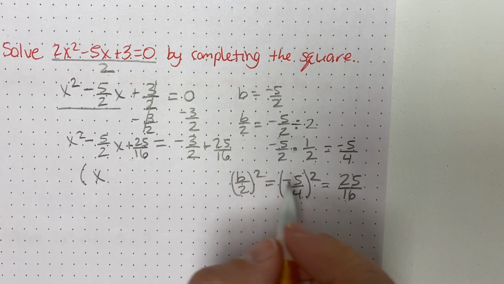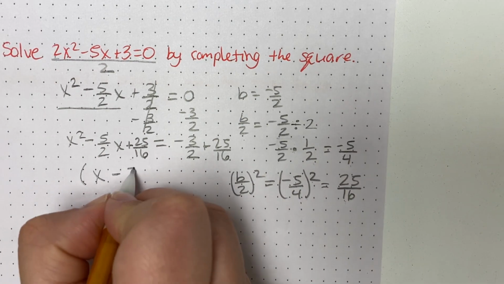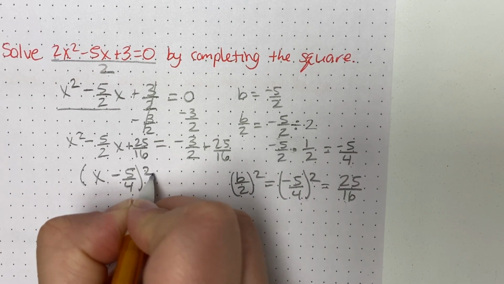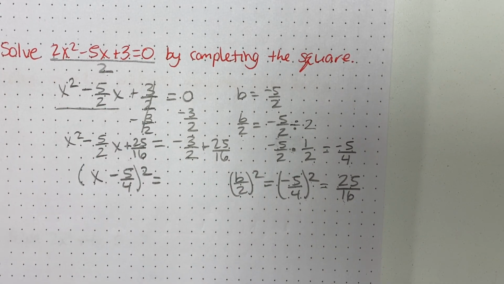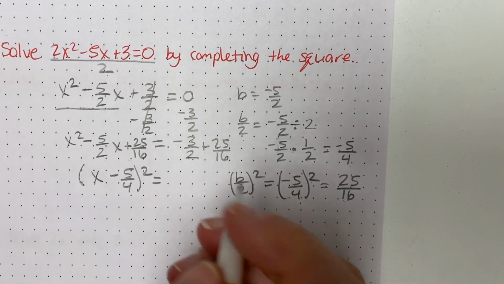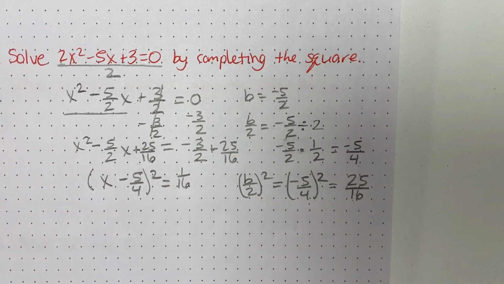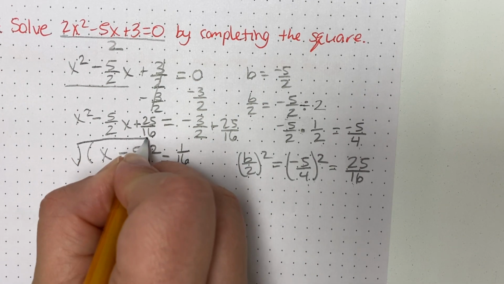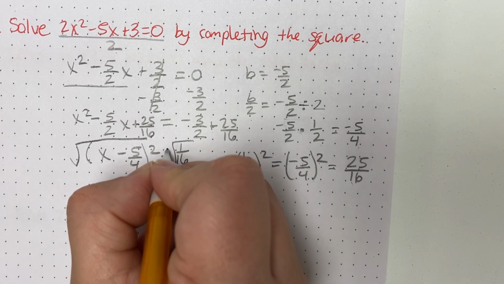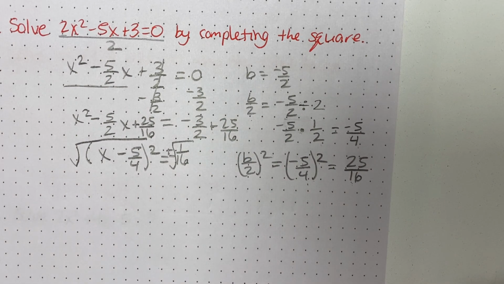Okay. Right here, this B number is the number I need in here. On your calculator, you can just put in negative 3 over 2 plus 25 over 16, math, frac, okay, and it comes out to 1/16. Now I can go about and start solving my problem. So I'm going to square root it and add a plus or minus.